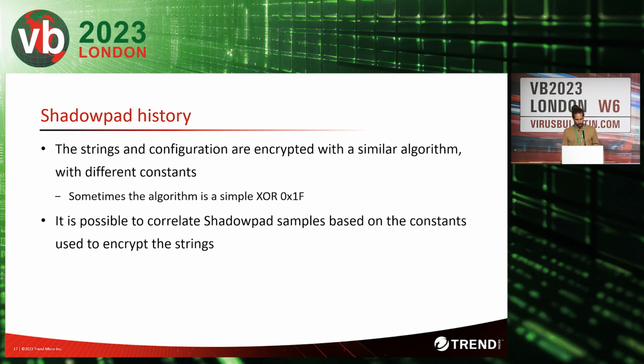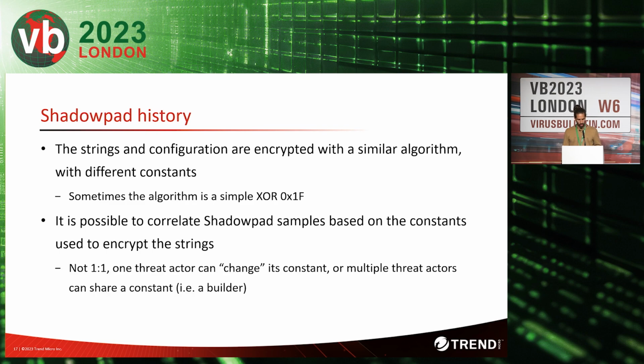And we found out that multiple Shadowpad samples would share those constants. So you could actually see that multiple samples belonging to one threat actor would have the same constants over time. This is not always 100% true, because sometimes you will see one threat actor that will change the constant. So let's say they use one constant for a few weeks, few months, and then it changes. But then all the next following Shadowpad samples will have the second constant.